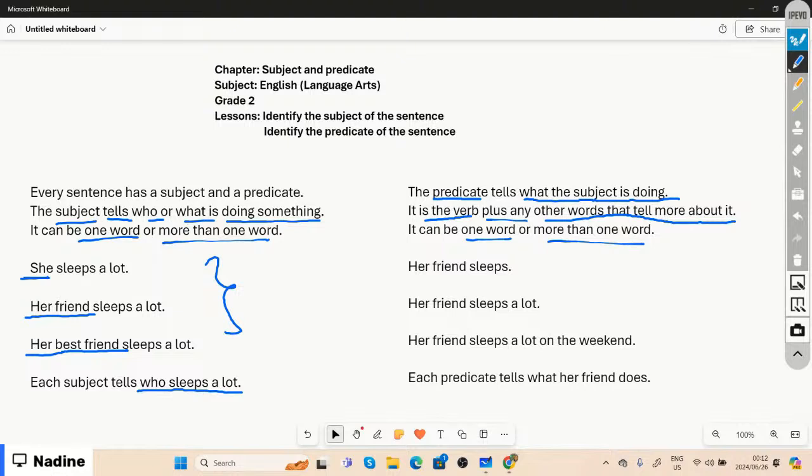All right, so if we were to identify the predicate within that sentence, which tells us what the subject is doing, we say the predicate is a verb plus any other words that tell us more about the subject. It can either be one word or more than one word.